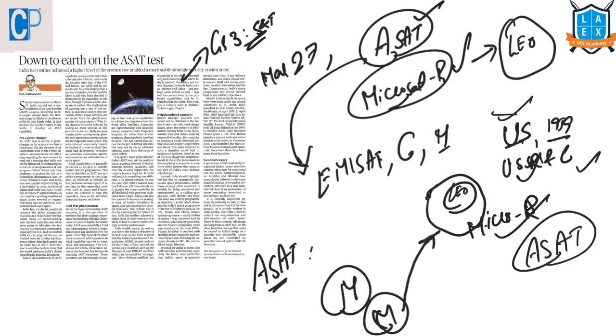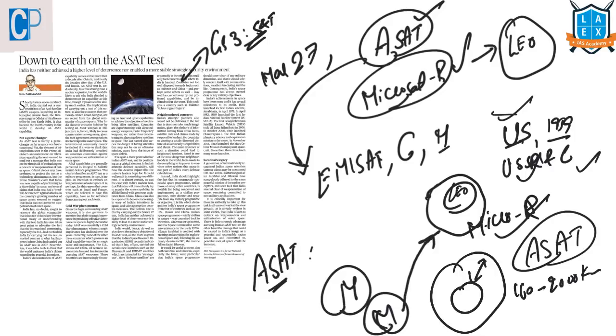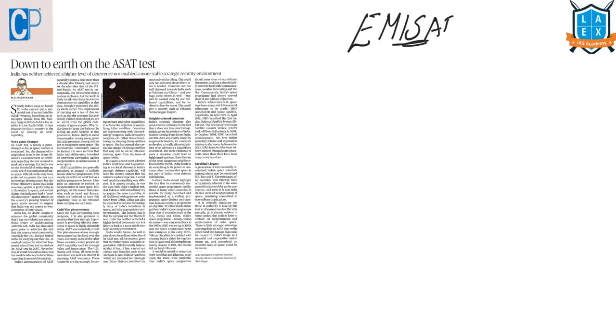It is an orbit around the Earth with an altitude above the Earth's surface from 160 kilometers to 2000 kilometers. That is known as the low Earth orbit. Now let's see about this EMISAT.